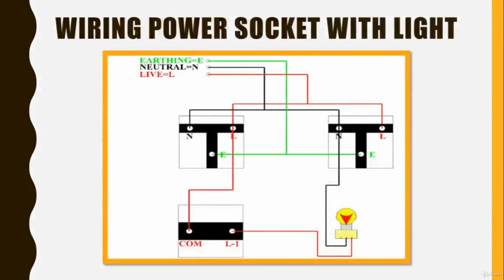Can you wire power sockets with a light bulb? Yes, you can, but it is not accepted at all because you must split between light wiring and power socket wiring. However, if you want to try, it will be like this. Loops by using neutral wires, loops by using live wires, earth wires, and finally connect them to the main supply.